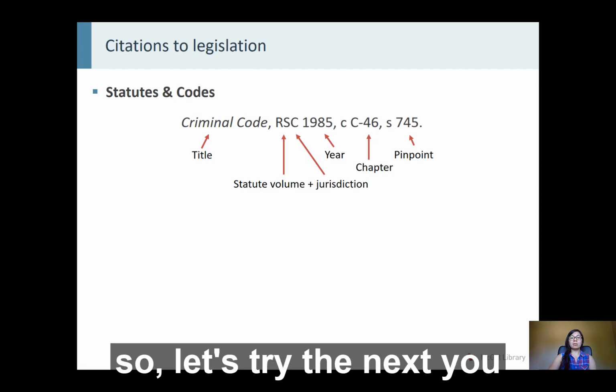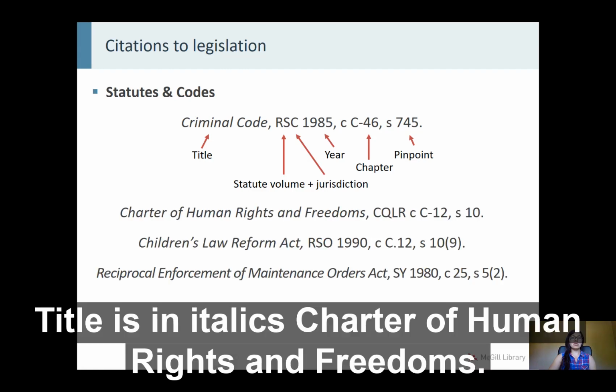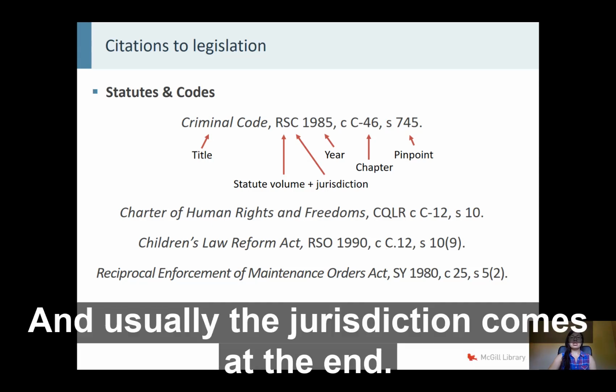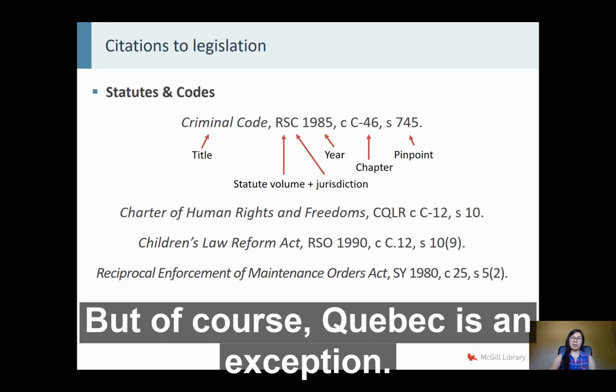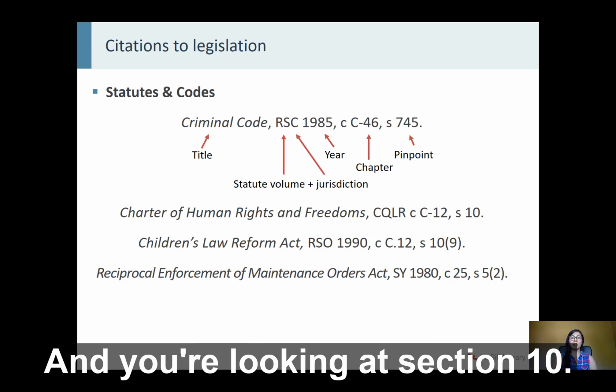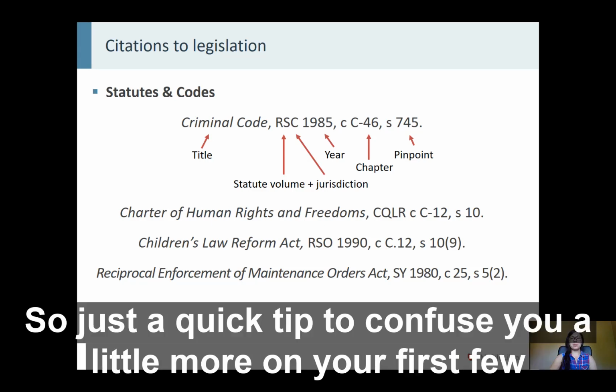So let's try the next few. The title is in italics, Charter of Human Rights and Freedoms. Here Q is for Quebec, and usually the jurisdiction comes at the end, but of course Quebec is an exception. It's chapter C12 of the volume, and you're looking at section 10.